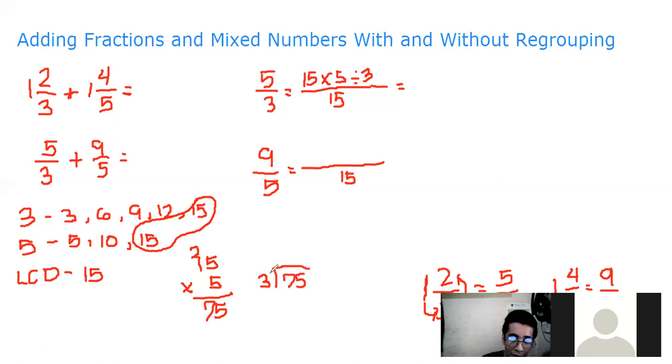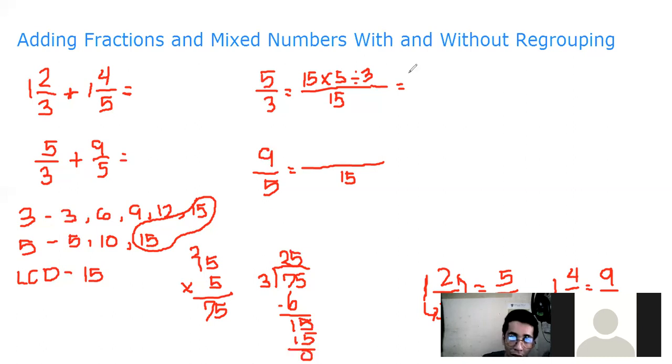7 divided by 3, that is 1 lang, diba? Then 1 times, 2 pala, sorry. That is 2. Then 2 times 3, that is 6. So 7 minus 6, 1 ang sagot. Then bring down natin si 5. Then 15 divided by 3, that is 5. Then 5 times 3, that is 15. So 0 na magiging sagot dito. Pag pinag-subtract natin sila, 0 ang sagot.